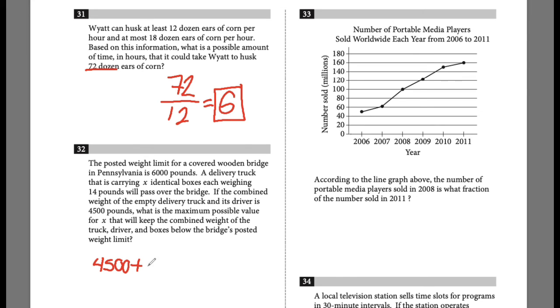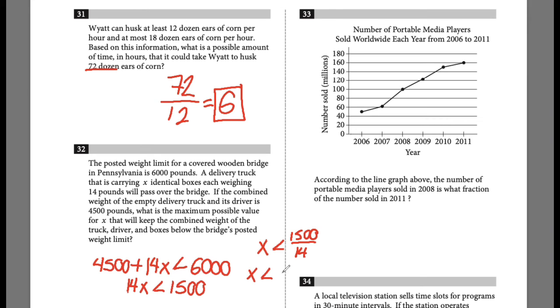And then each box weighs 14 pounds and there's x boxes. And this needs to be less than 6,000, which is the posted weight limit. The first thing we need to do is subtract 4,500 on each side, and we'll get 14x is less than 1,500. And if we divide both sides by 14, we're going to get that x is going to be less than 1,500 over 14, or x is going to be less than 107.14.